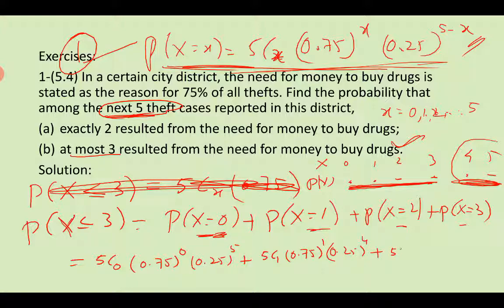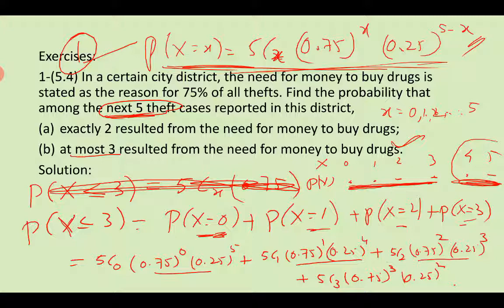Third, 5C2, 0.75 to the power 2, so it's 0.75 with the power increasing, 0.25 to the power 5 minus 2, which is 3. The last term, 5C3, 0.75 cube, x equal to 3, and 0.25 to the power 5 minus 3, which is 2. Now these terms can be calculated by using a calculator.